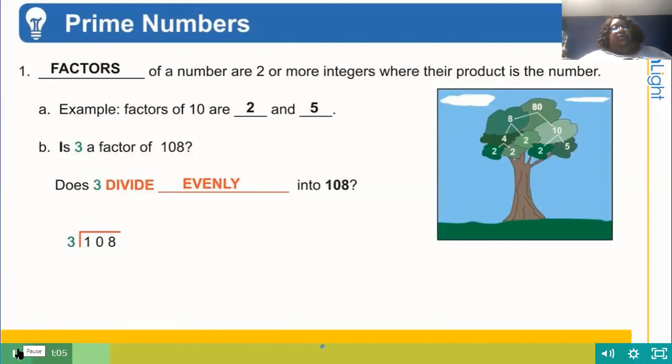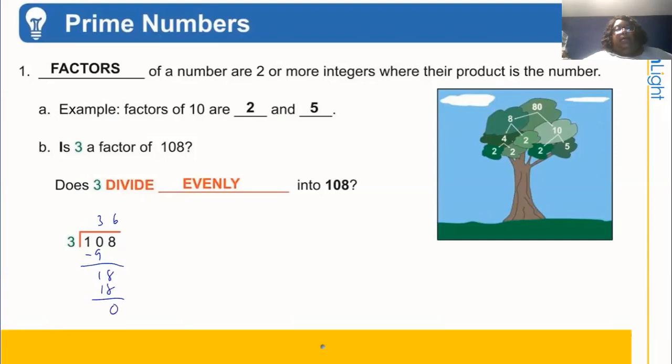So the question: is 3 a factor of 108? Take the 3 and divide it into the 108. If it divides in evenly, it is a factor. Now there's a divisibility rule for 3. We'll talk about that in a moment. But this will work for any integer. So 3 goes into 10 3 times. 3 times 3 is 9. All right, 18, and 3 goes into 18 6 times. And sure enough, 3 divides evenly into 108. And so, yes, indeed, it is a factor. Okay? It is a factor.